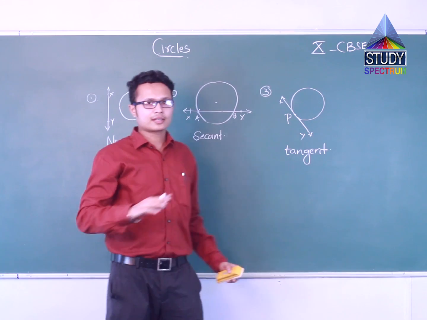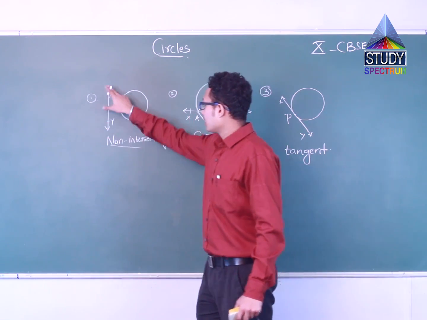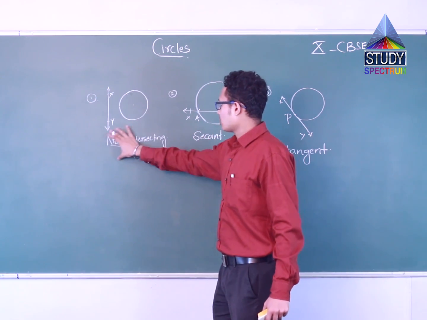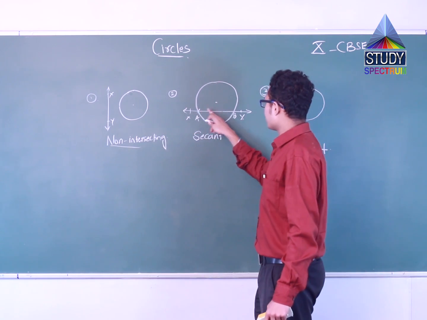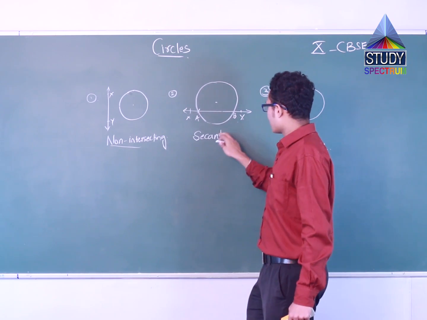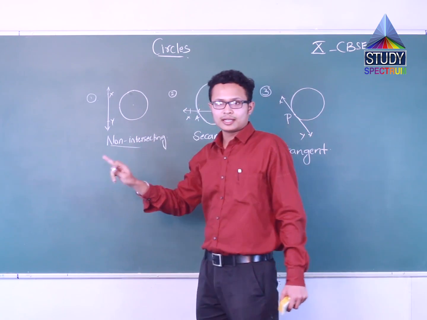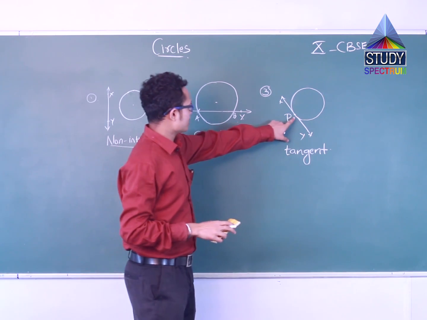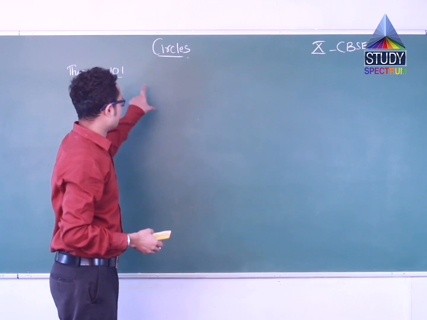I'll repeat the 3 cases again. I had taken a circle and a line. The first case had the line lying outside of the circle, touching nowhere, a non-intersecting pair. The second is a line intersecting the circle at 2 points, at A and B. This line was called a secant. A line which cuts the circle at 2 points is called a secant, and a line which just touches at one single point is called a tangent.